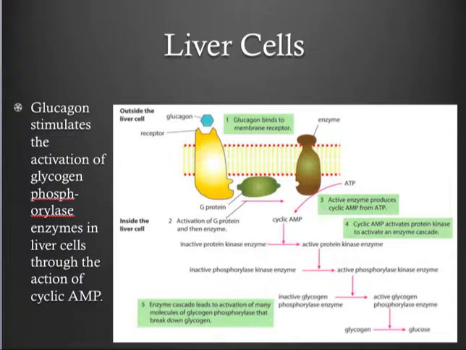So the cyclic AMP binds to kinase enzymes within the cytoplasm that activate other enzymes. Kinase enzymes activate enzymes by adding phosphate groups to them in a process known as phosphorylation. And this enzyme cascade amplifies the original signal from glucagon. Glycogen phosphorylase is at the end of that enzyme cascade.